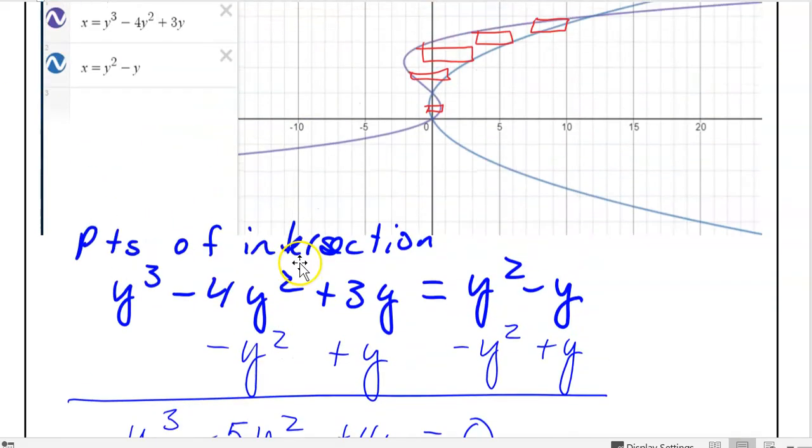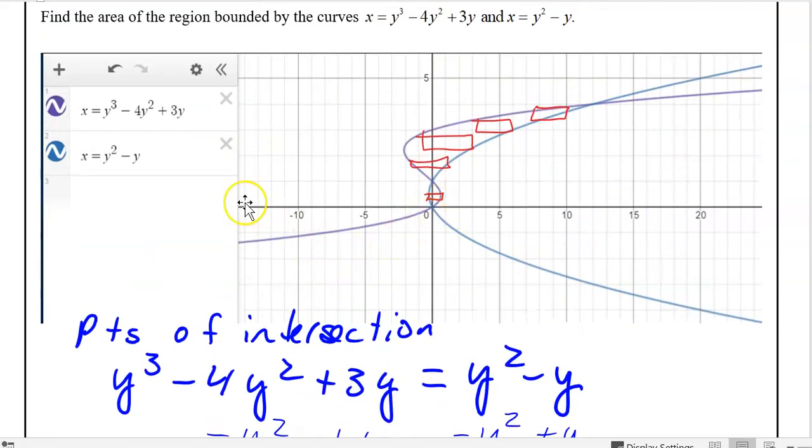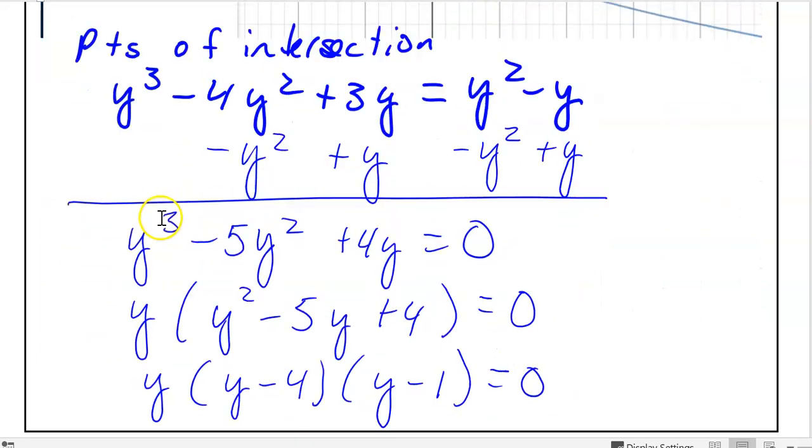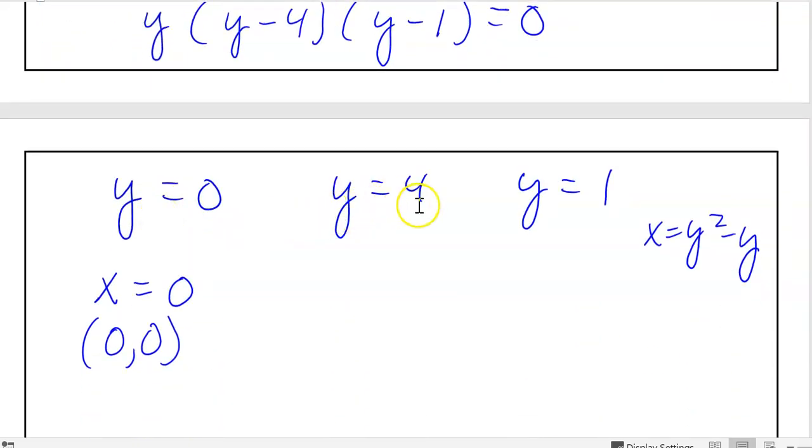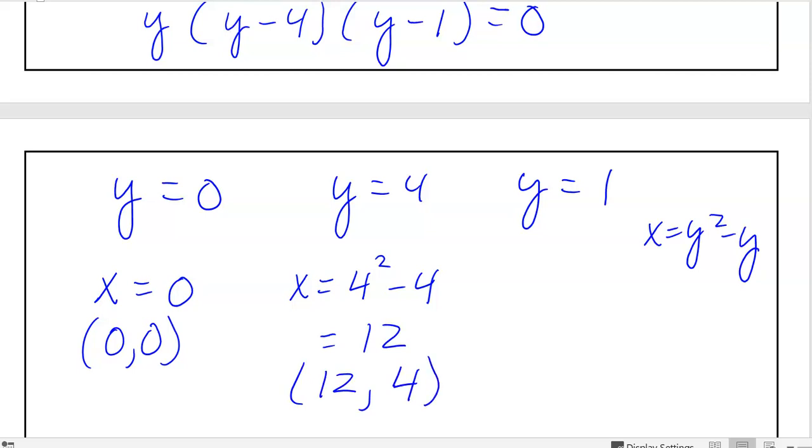Looking back at the graph above, we can see that yes, the origin is a point where these two do coincide. Let's find the next one. This says when y is 4, they should match. To find the x-coordinate, I need to square the 4 and subtract 4. That gives me 12, or the ordered pair 12, 4.